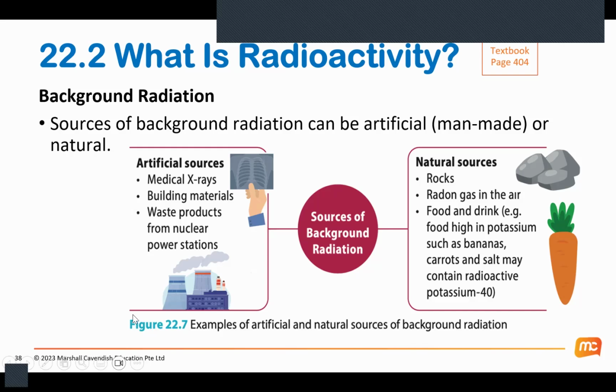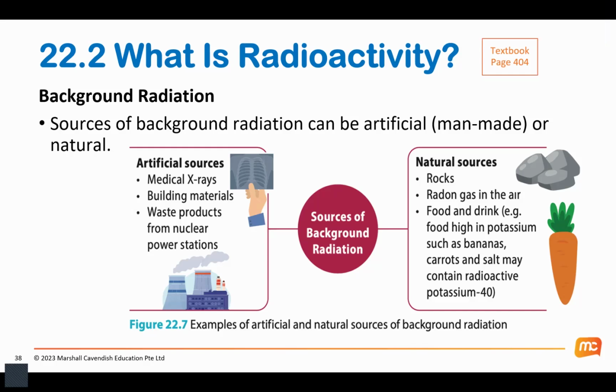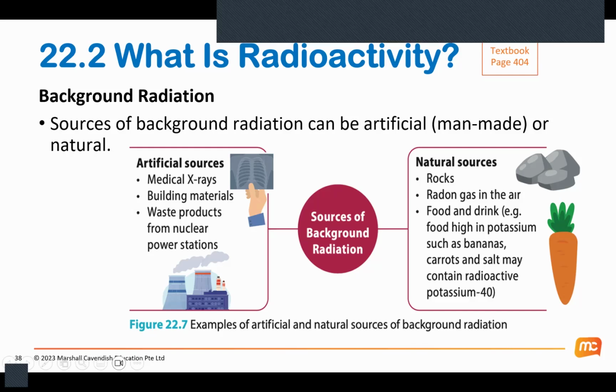There is also another type, that is artificial sources. Those come from man-made things, like medical X-rays. In the hospital, when you are near the X-ray room, the background radiation will be much higher. And then also waste products from nuclear power plants, which we will talk about in the other parts of the radioactivity videos.